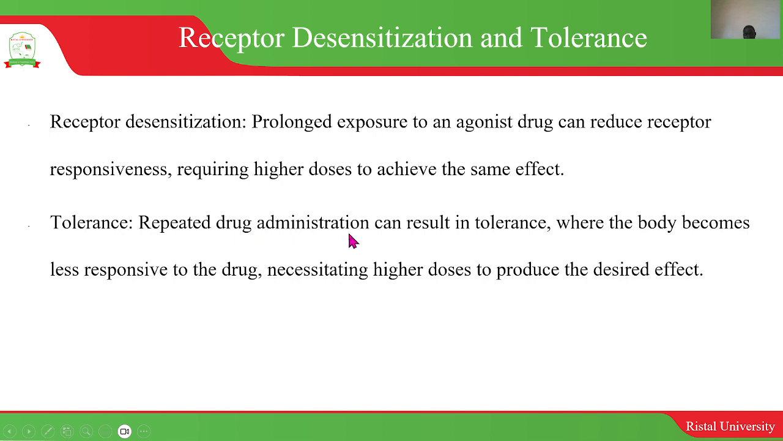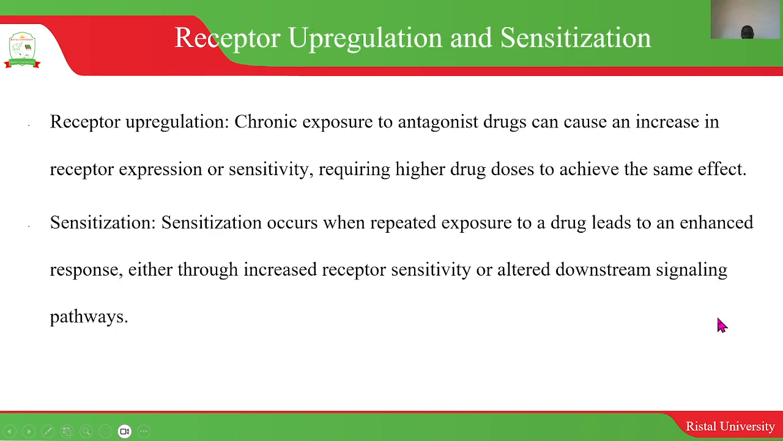Tolerance: repeated drug administration can result in tolerance, where the body becomes less responsive to the drug, necessitating higher dosages to produce the desired effect. Receptor upregulation: chronic exposure to an antagonist. So this is upregulation. This occurs when we expose to the blocking agent, the antagonist. It can cause an increase in receptor expression or sensitivity, so that even a small agonist causes a wider outcome, requiring higher drug dosages to achieve the same effect.